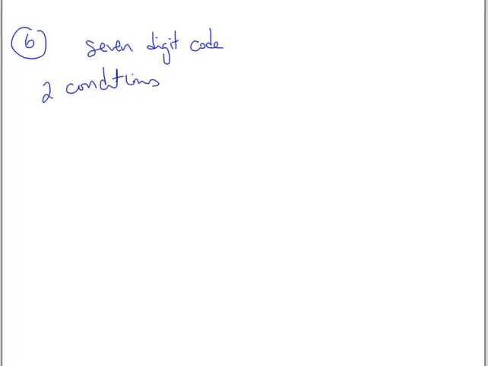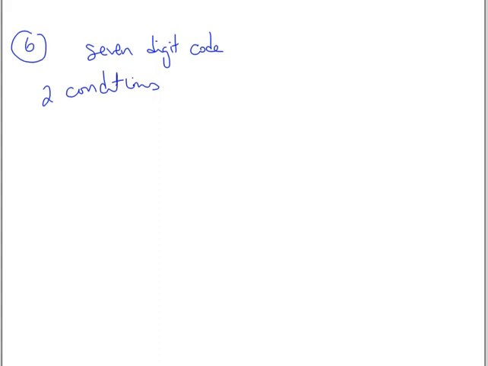And one more. And then you're going to work on the review sheet. Now, there's a bank. Has a 7-digit entry code. And you have 2 conditions. And so you have to actually meet both of the conditions.